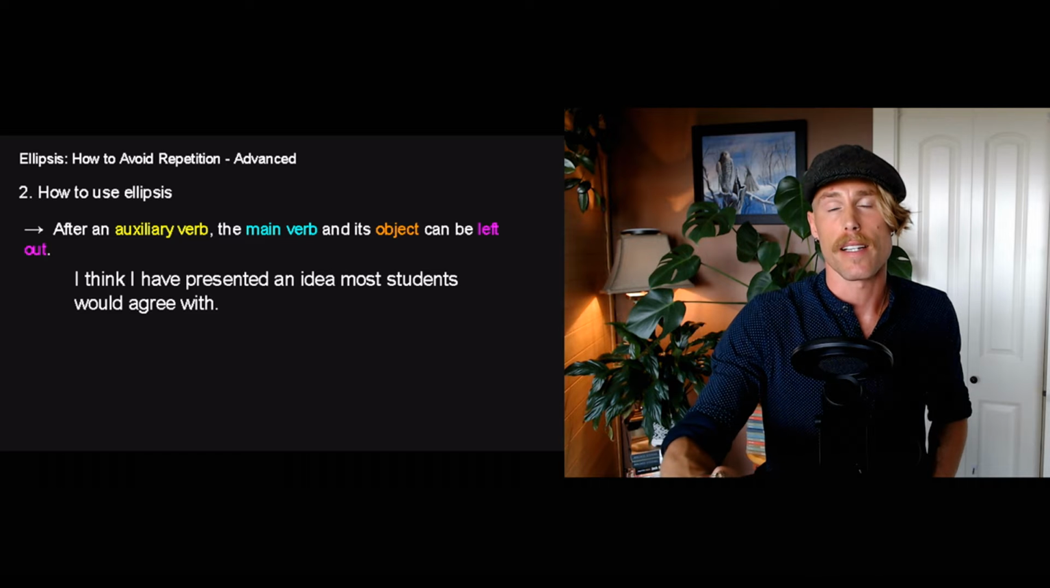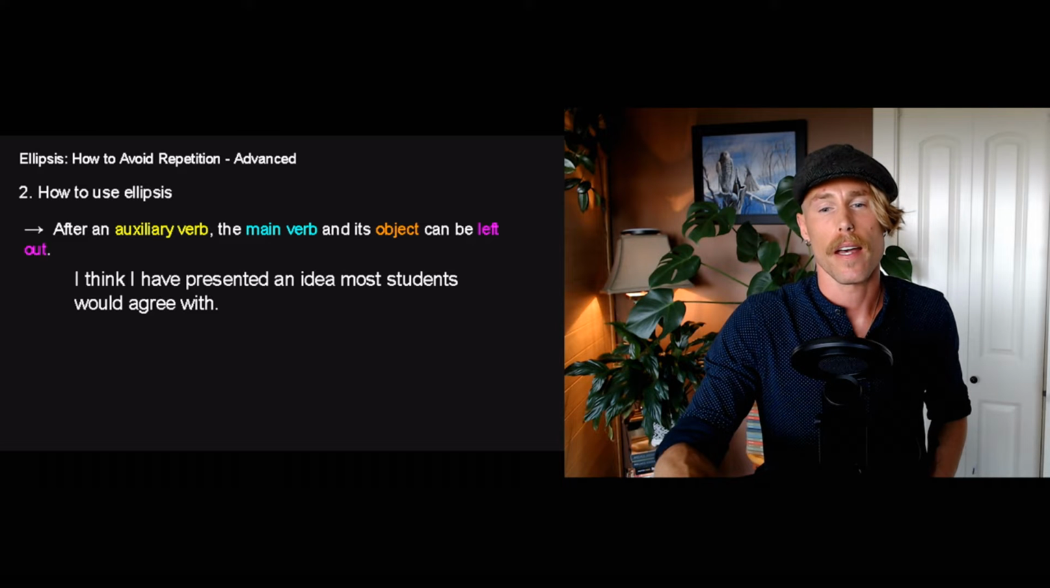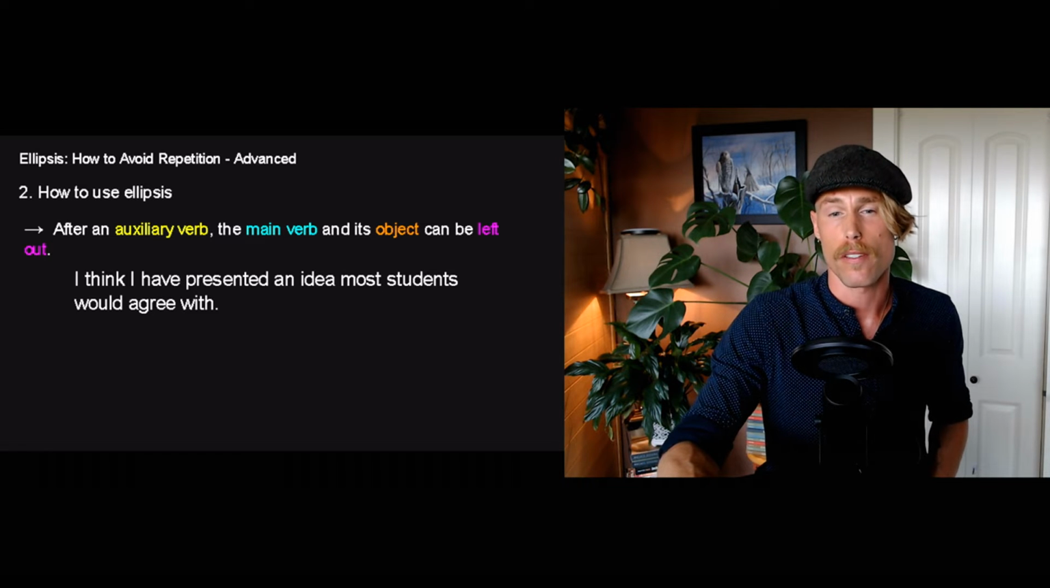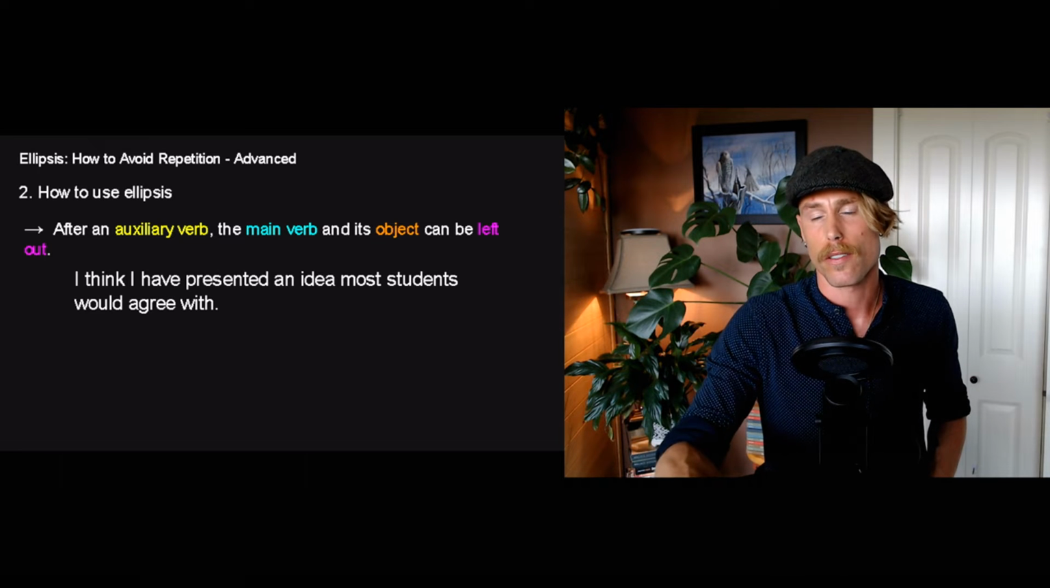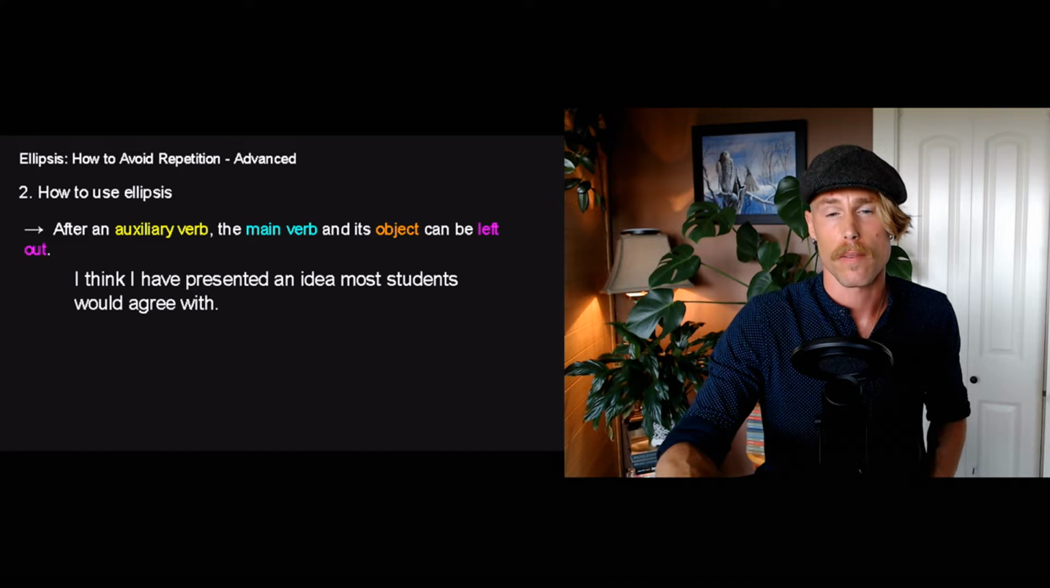I think I have presented an idea, the idea of providing affordable housing for students, and this is an idea most students would agree with. Of course, who doesn't want cheaper housing? I do. I think you probably do too, right? Okay, how do we use ellipsis to answer or respond to this statement?